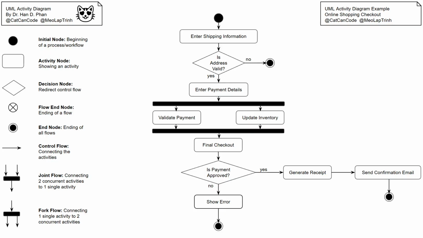This is my example using the elements that I have shown for an online shopping checkout process. And you can see that at the beginning there is the initial node for the process, and then it will take you to the first activity, enter shipment information. After that, it will take you to the decision node to check whether the entered address is valid. If the answer is no, it will go to the end node to end the entire process.